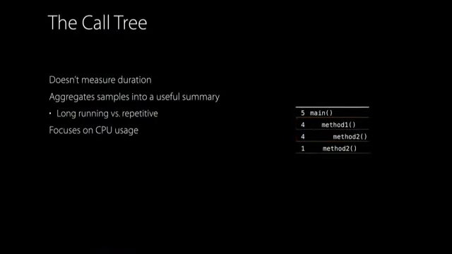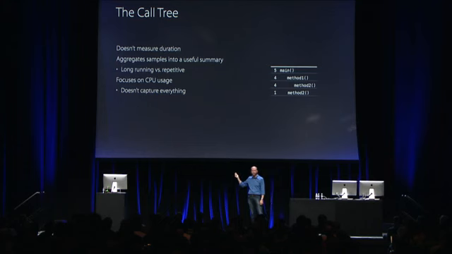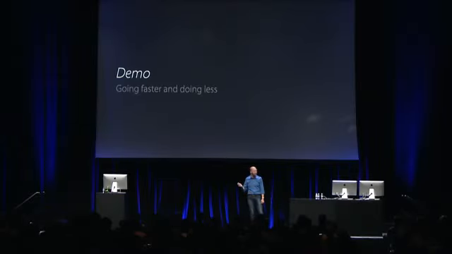Time Profiler is also really focused on CPU usage, right? It's answering the question, what work is my application doing? Another result of this is it doesn't necessarily capture everything. In fact, what's missing from our table? There's no method 3, right? If you have really fast functions or methods that aren't called very often, they won't appear in your call tree. And this is actually okay. This is what we want because they're not having an impact on how much work our app is doing over time. So now that we have a better understanding of the call tree, let's see how we can use it to make our app faster and do less.